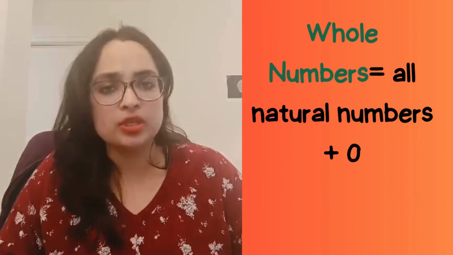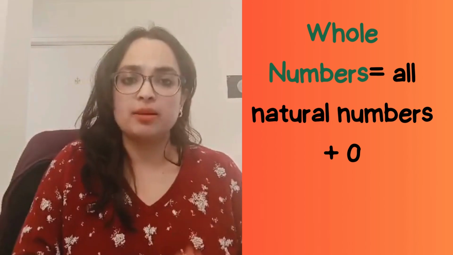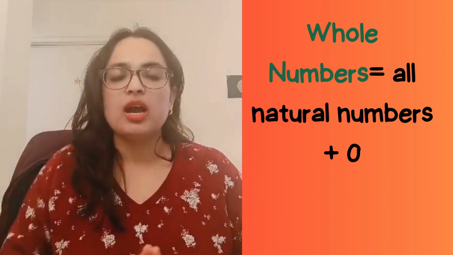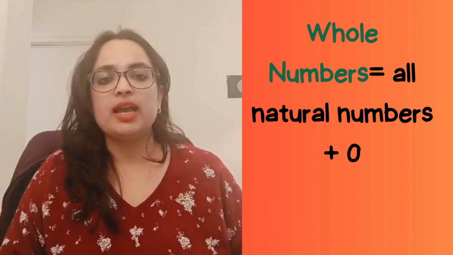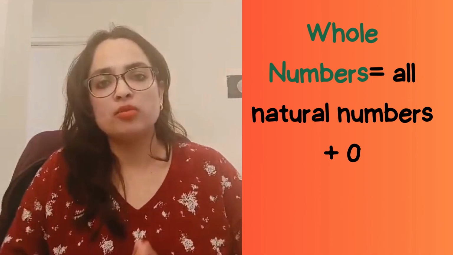Whole numbers are the numbers which start from 0. So all the positive natural numbers along with 0 are known as whole numbers. All the positive numbers 1 to infinity and 0 basically form whole numbers.